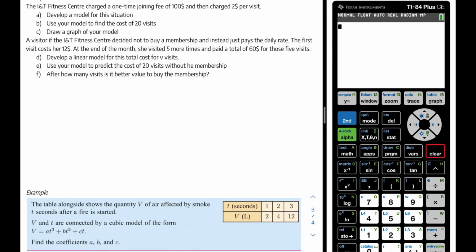The next example is the INT Fitness Center charged a one-time joining fee of $100 and then charged $2 per visit. Develop a model for this situation. So we have a situation where we have a one-time joining fee, 100, and then we're adding $2 per visit. So first I'm going to identify that my x-coordinate is going to be the number of visits, and then my cost, C, is equal to 100 plus 2 times x. And this is going to be the model for part A.